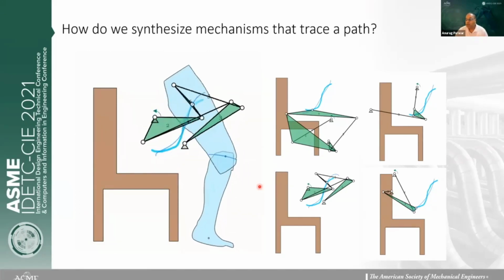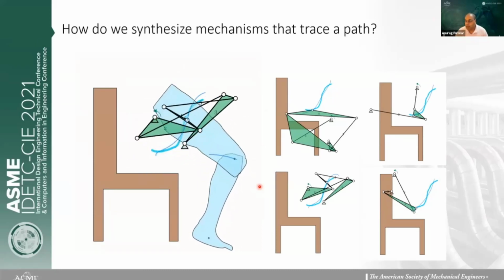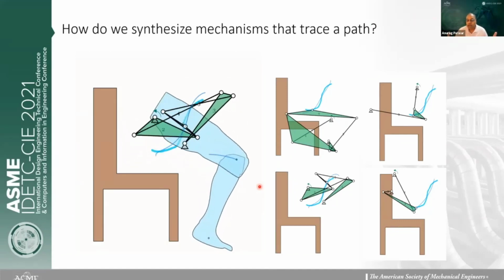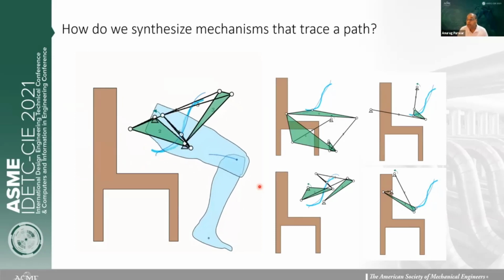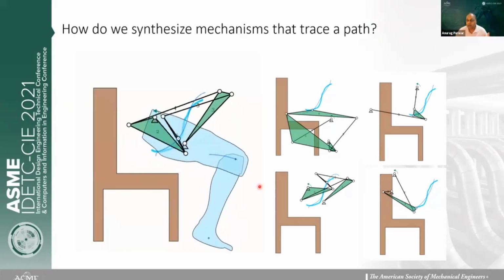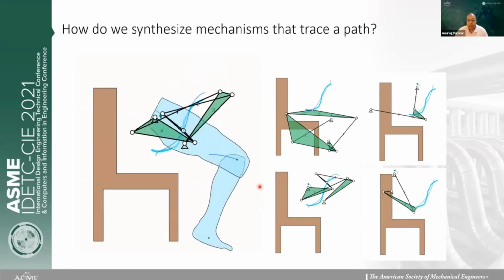So it's no longer just a problem of designing a mechanism that traces a certain path. You might have constraints on where the fixed pivot should be located. You might have constraints on where the mechanism is allowed to go. It shouldn't be hitting the chair. It shouldn't be obstructing the motion of the human body itself. So generally, you have a lot more constraints than just the path problem.